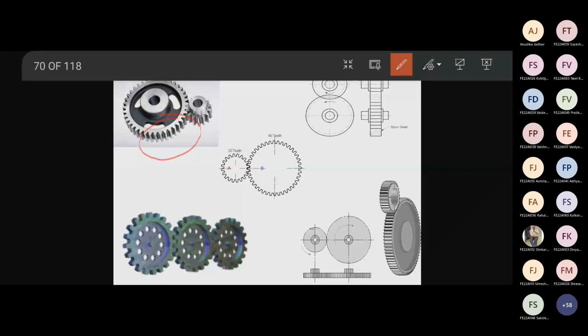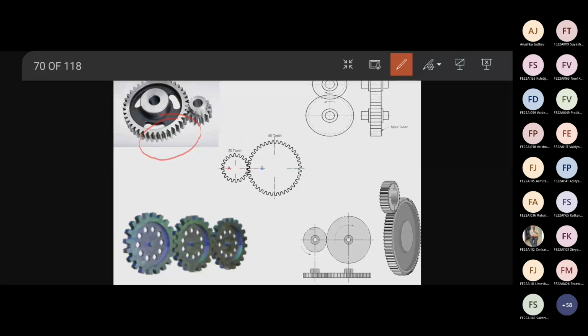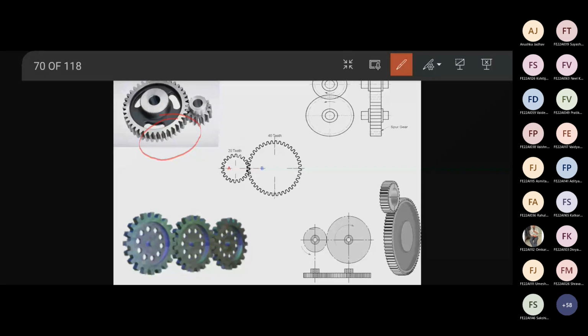Spur gear is mainly used for low speed applications, right? And its cost is less. Out of all types of gears, spur gear has the least cost, but it cannot be used for high speed, right? Because as the gears are straight, in high speed there will be impact loading acting on this. So engagement and disengagement is not smooth in this type of gear. Okay.